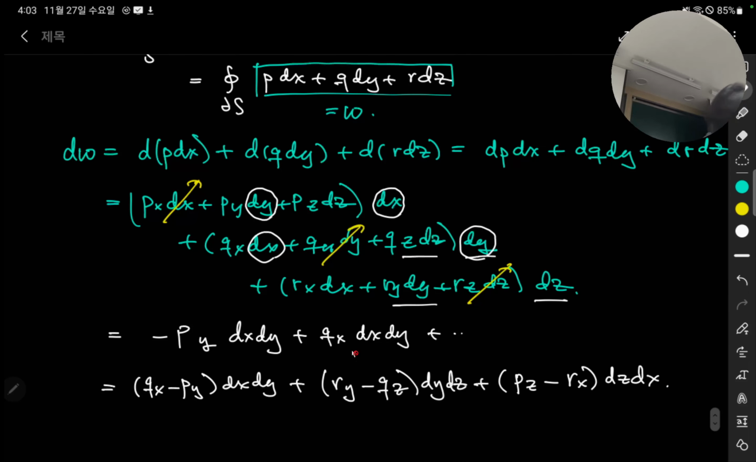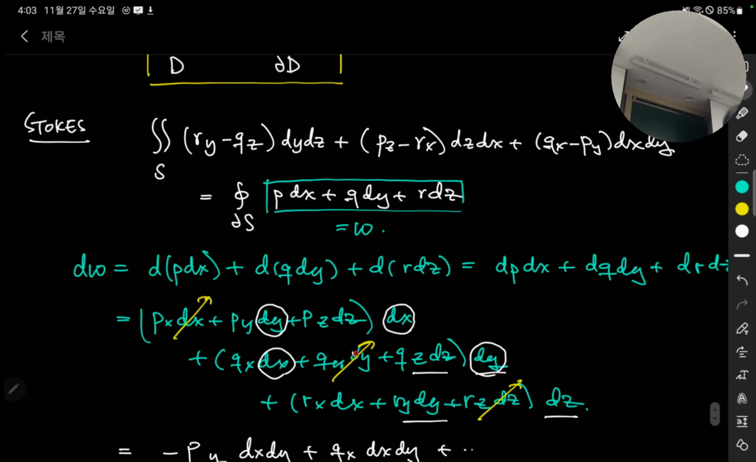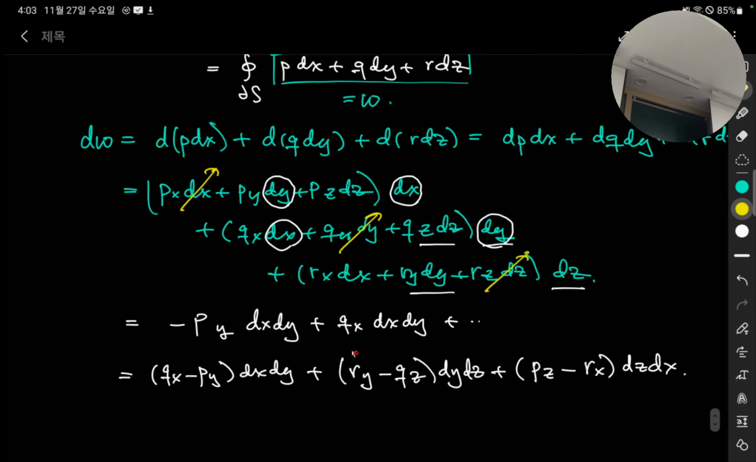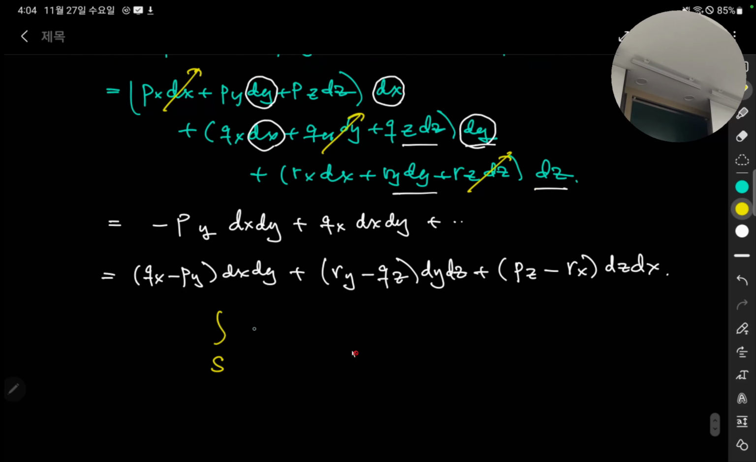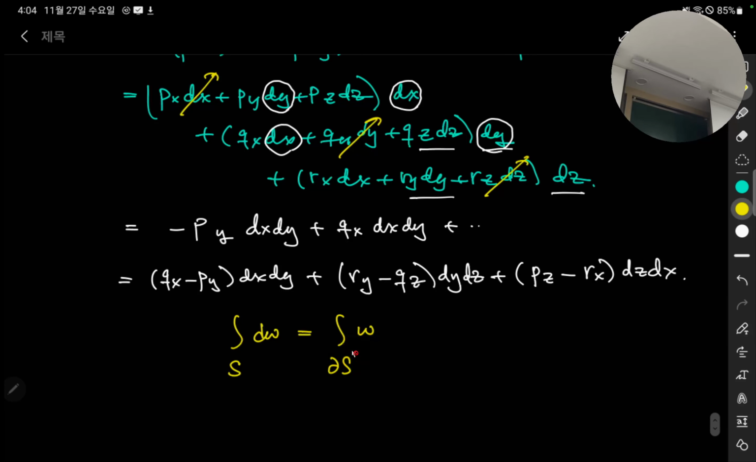What do you see here? So you see exactly the same integrand appears in the Stokes theorem. That's the Stokes theorem, written in terms of the dx dy. So Stokes theorem can also be written as the following. Integration on the surface of d omega is the same as integration over the boundary of omega. That's your surface Stokes theorem.